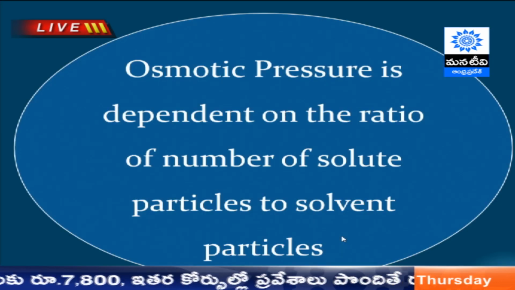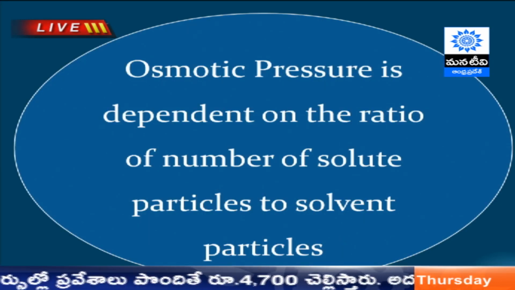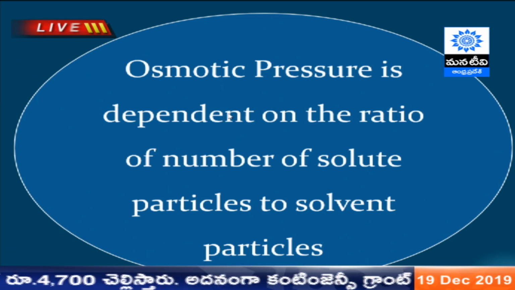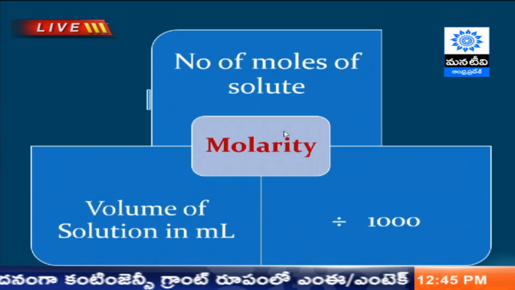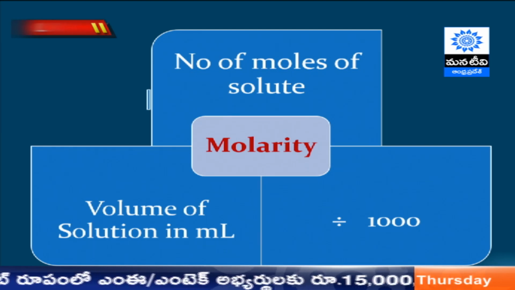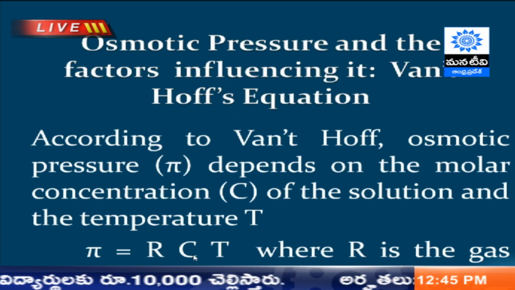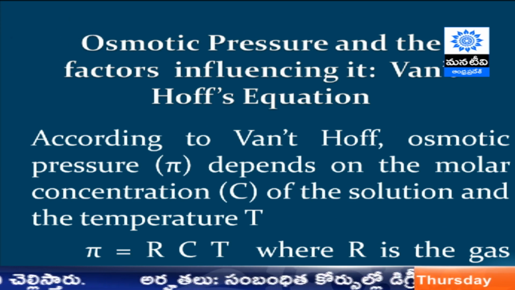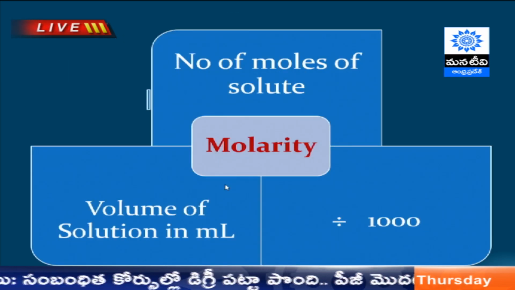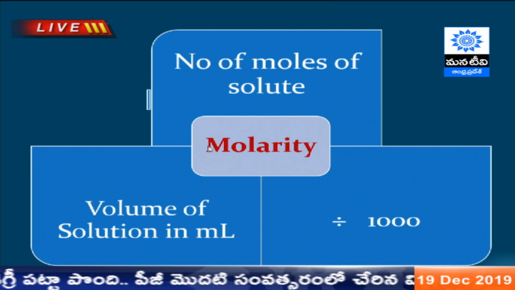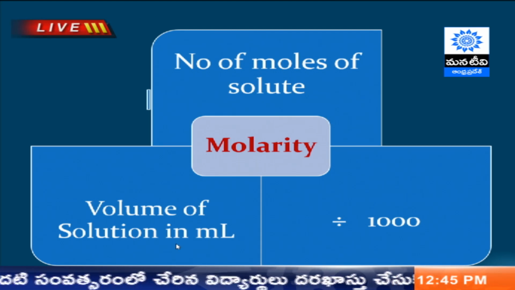Now, osmotic pressure is dependent on the ratio of number of solute particles to solvent particles. Is it really so? Let us observe. Now, what is molarity? So, you can see pi is equal to CRT, where C is concentration. This concentration is expressed in molarity terms. Molarity is the number of moles of solute divided by volume of solution in milliliters divided by 1000. So, osmotic pressure is also a colligative property.